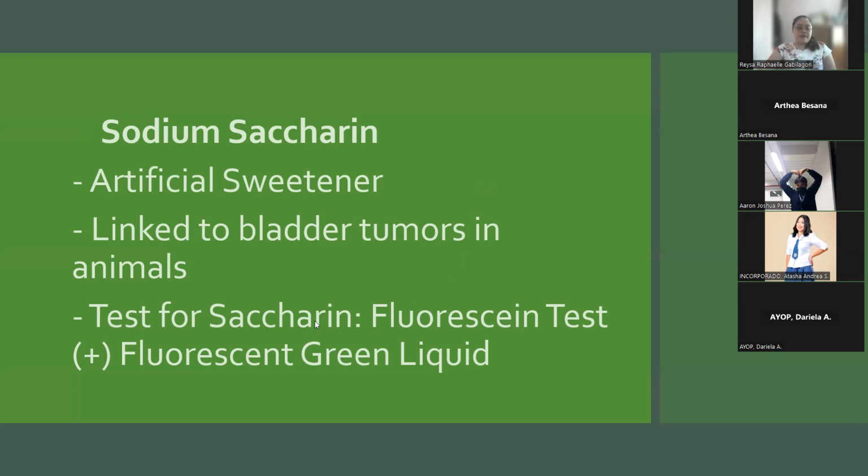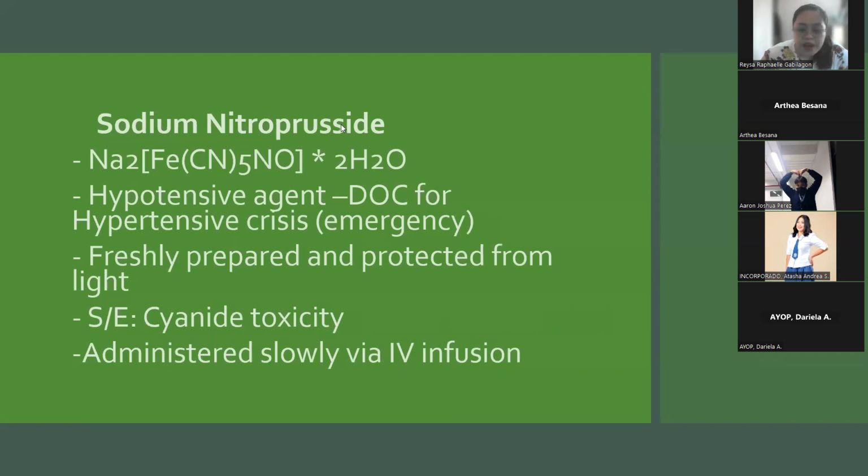Okay? And then test for the presence of saccharin. If we want to test if the product contains saccharin as its sweetener, we call the test fluorescein test kasi adding the reagent to the substance with the sodium saccharin will give us the fluorescent green liquid. It will indicate a positive result, meaning meron talaga yung sodium saccharin. Okay? And then, next, we have the sodium nitroprusside.